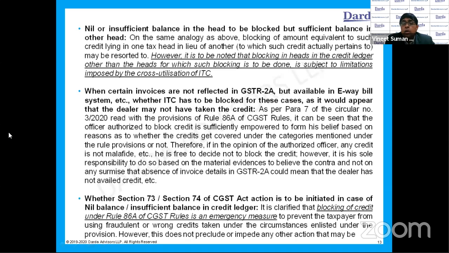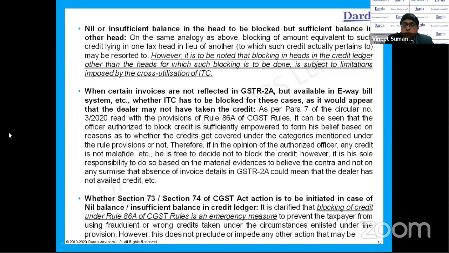Another scenario is where there is nil or insufficient balance in the head to be blocked, but sufficient balance in other heads. For example, SGST, you have a balance or no balance, CGST, IGST, or balance. But they want to block only SGST. In that scenario, they mentioned that it is to be noted that blocking in heads in the credit ledger other than the heads for which such blocking is to be done is subject to limitation of cross utilization. I cannot use CGST for SGST and SGST for CGST, but IGST can be used for all three. And further, they gave the pattern of how each credit should be used. In that scenario, yes, they will look into it and then only they will block it.